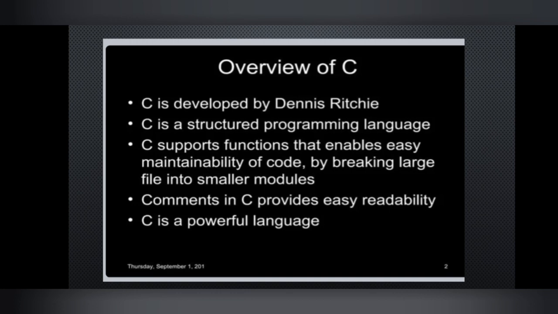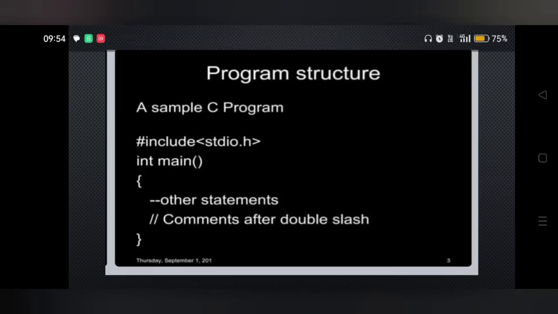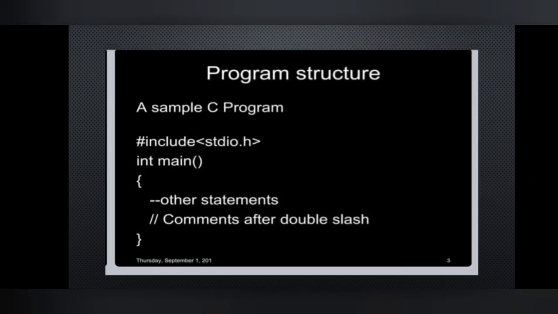C is a programming language developed by Dennis Ritchie. C is a structured programming language that enables easy maintainability of code by breaking larger files into smaller modules. C provides easy readability. C is a powerful language. C is basically a language that is used to learn high level languages.